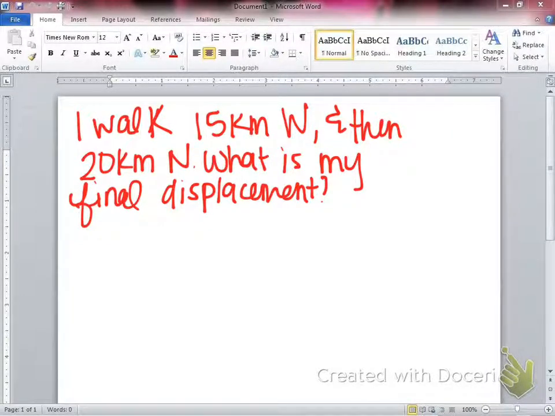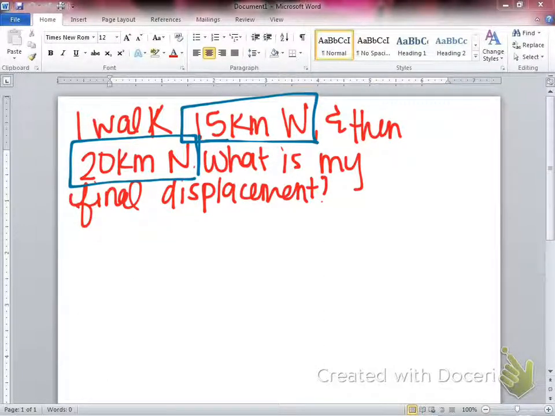How many vectors are we dealing with here? How many of you think we're dealing with one vector? How many of you think we're dealing with two? Okay, we have two vectors here: 15 kilometers west and 20 kilometers north. Our overall goal is to find one resultant vector, but we have two different vectors that are contributing to this resultant.